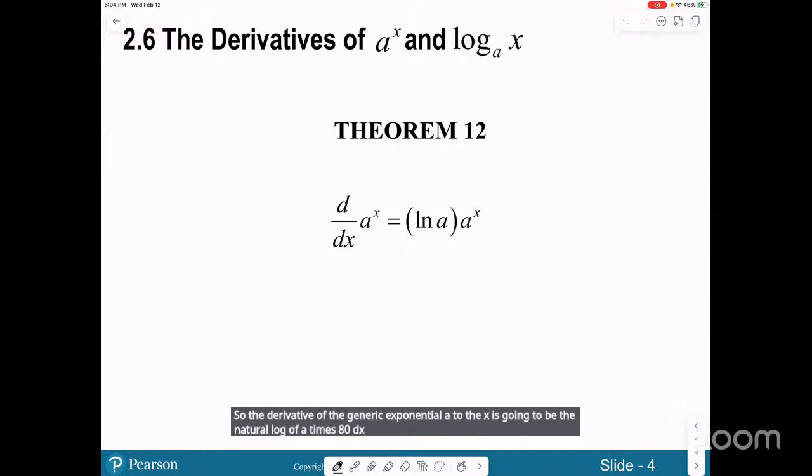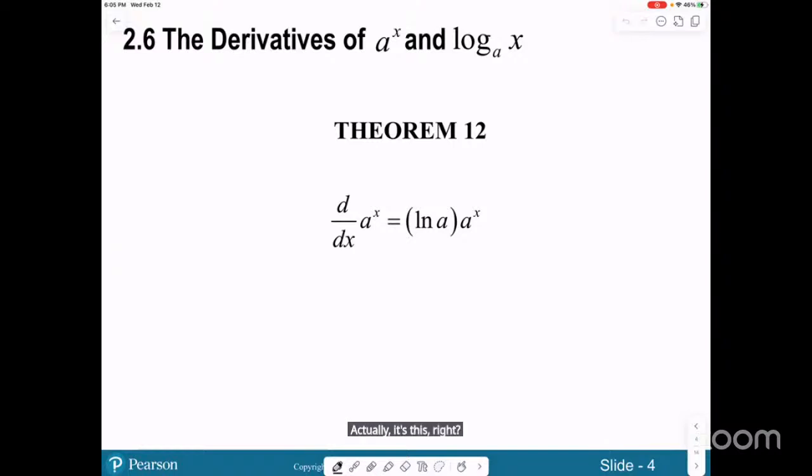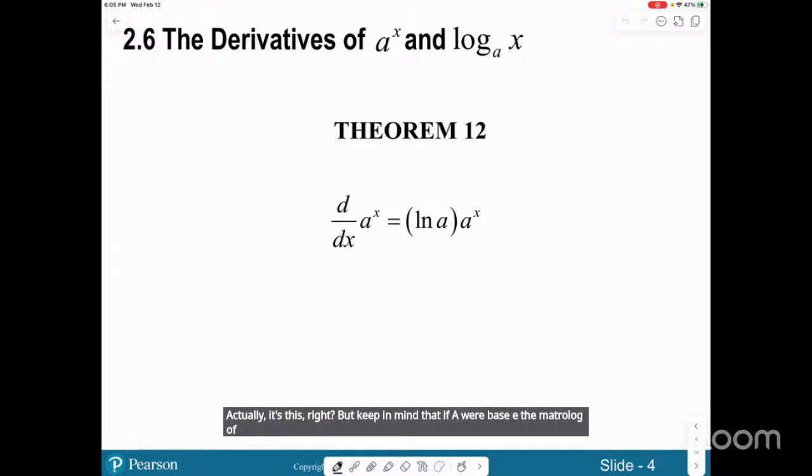So one way you can visualize this is as a more accurate formula. I think before, when we introduced exponentials and did the derivative of e to the x, we said the derivative was e to the x. Actually, it's this, right? But keep in mind that if a were base e, the natural log of e is 1, right? So the derivative of e to the x is an easier concept to grasp. But if you replace a with e, then you get back to the old definition that we had before.